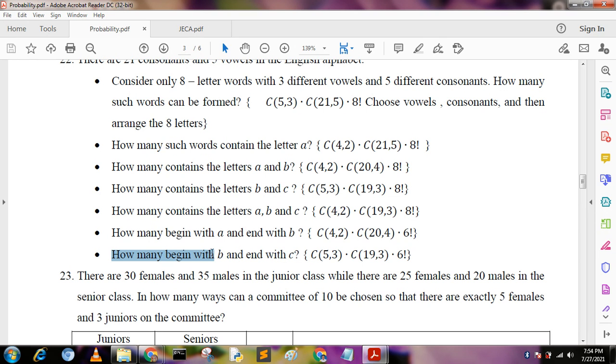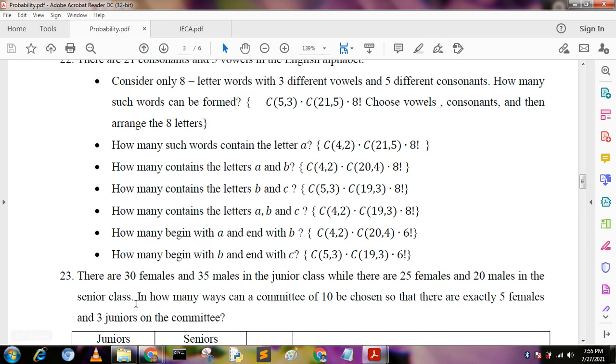Next question, how many begin with the letter B and end with C? Since B at the beginning and C at the end are fixed and both are consonants, the number of arrangements becomes 6 factorial. The consonants are B and C, so C(19,3), and the vowels C(5,3). So the answer becomes C(5,3) into C(19,3) into 6 factorial.